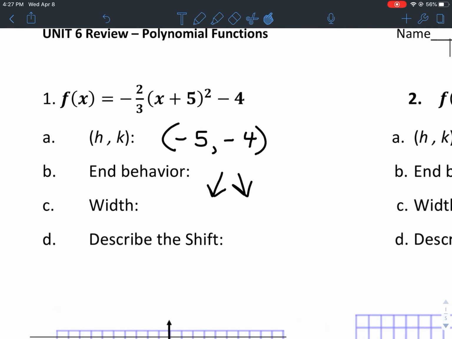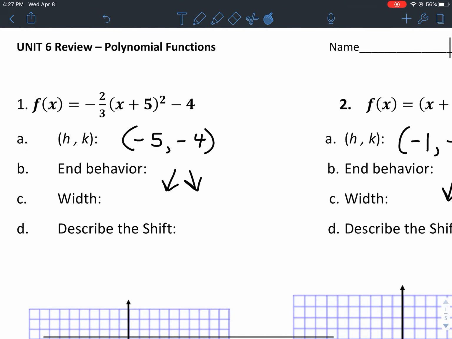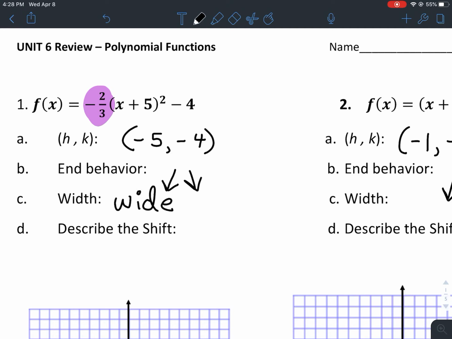Okay, so next thing we're going to look at is width. The first thing you're doing when you're looking at width is you have to look at the A value, but you're going to ignore the negative. You're looking at the absolute value of the A value. So we're going to ignore the negative. So 2/3. 2/3 is smaller than 1. If that number is smaller than 1, we're going to put wide. It's going to make the graph a little bit wider than if A was 1.